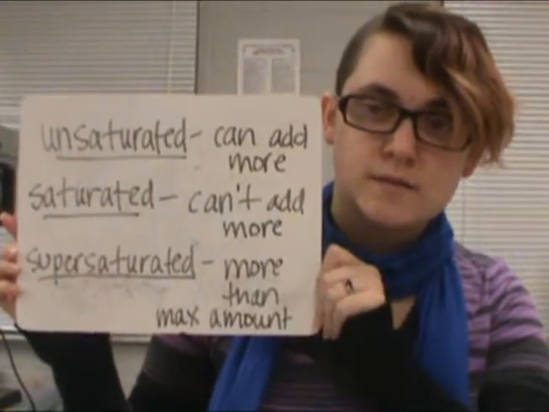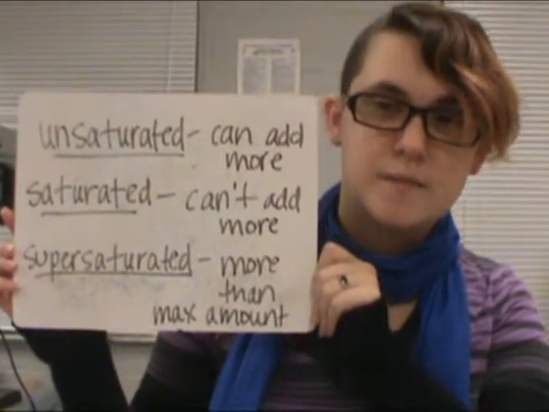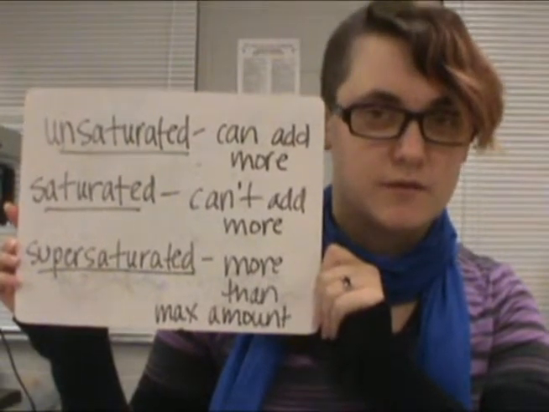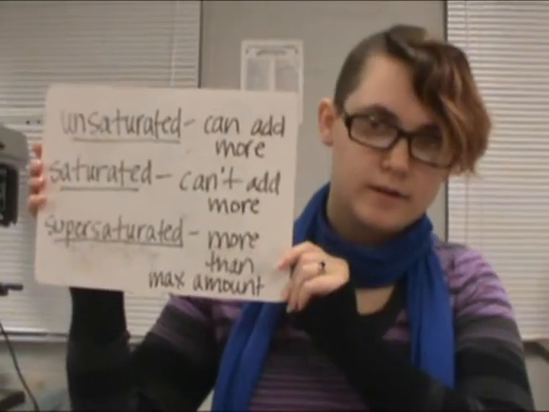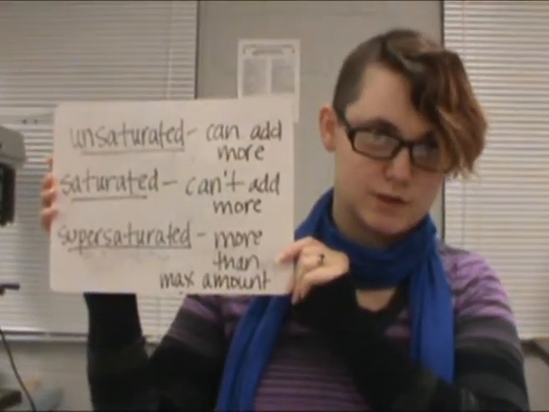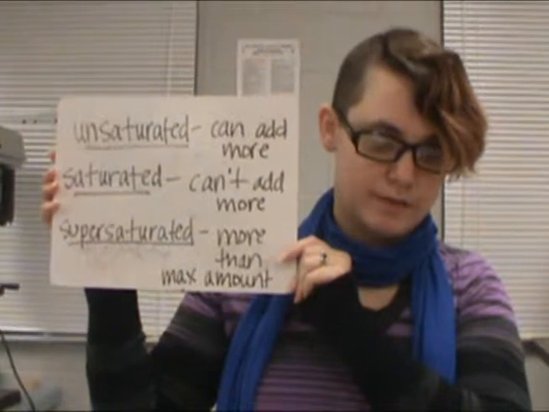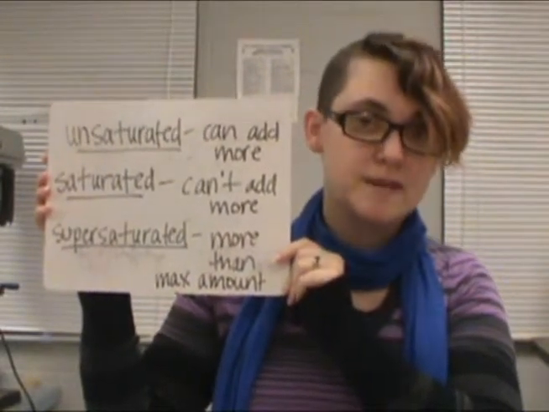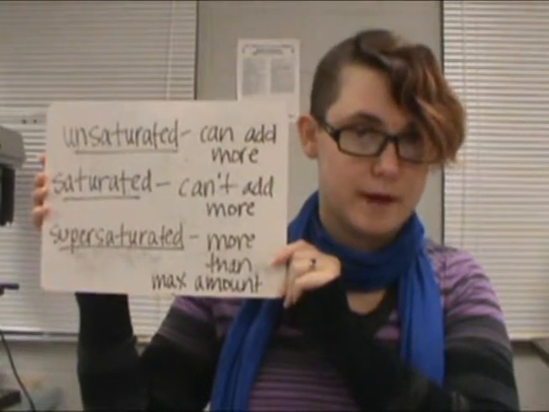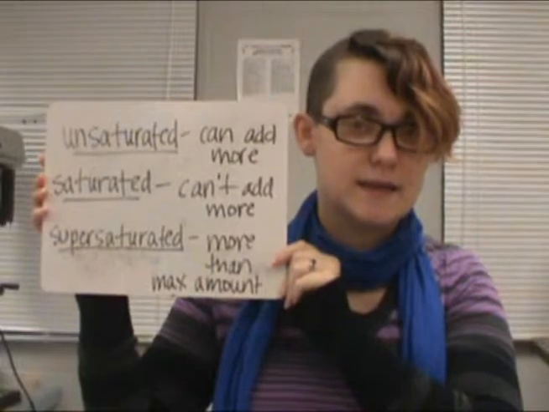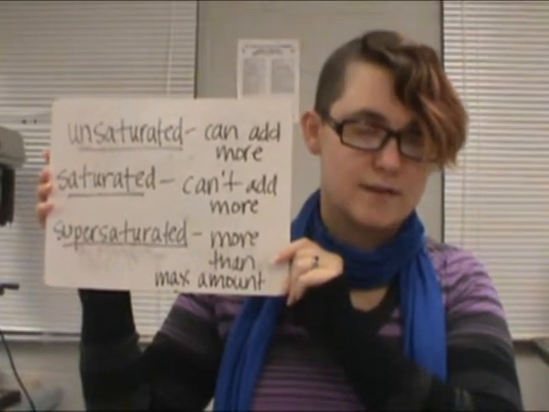If something is unsaturated, that means that you can add more of the solute and it will still dissolve. If a solution is saturated, that means you can't add any more solute to the solution without it dissolving. If a solution is supersaturated, that means it already holds more than the maximum amount of solute. The way you would make a supersaturated solution is by heating it, adding more solute, and then letting it cool.